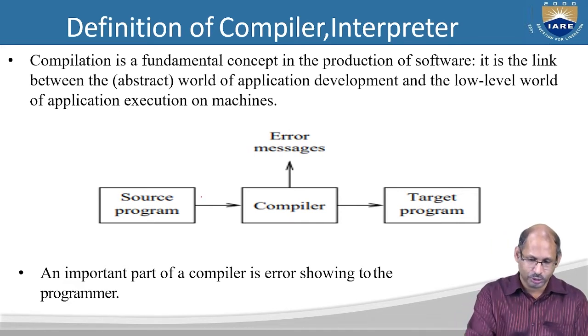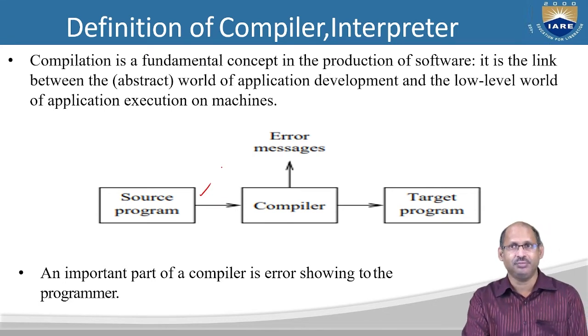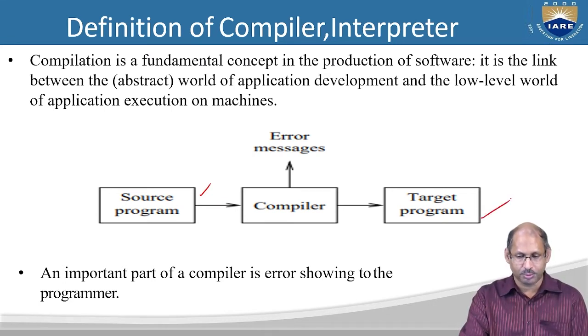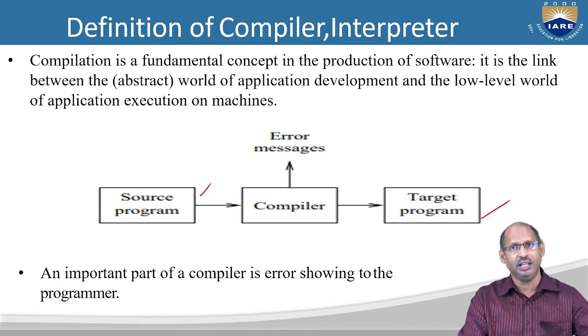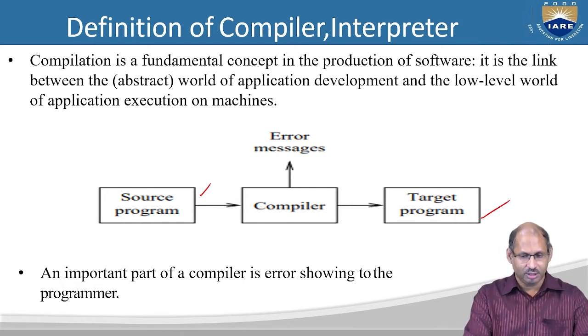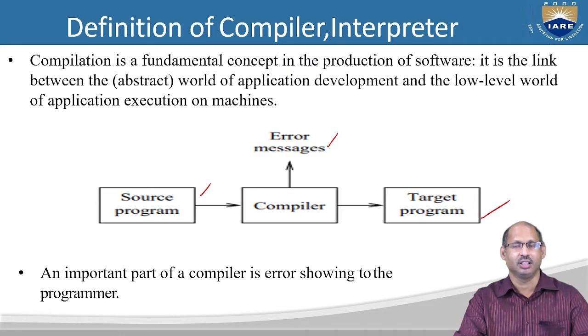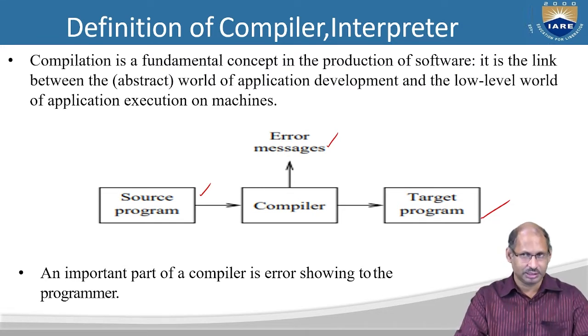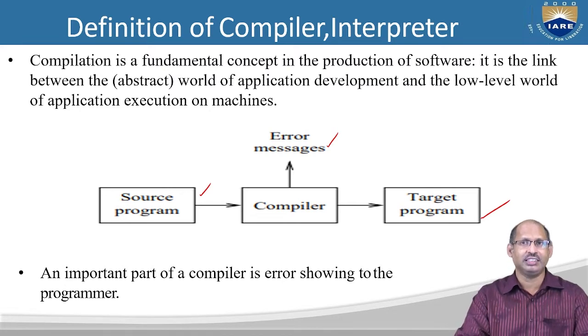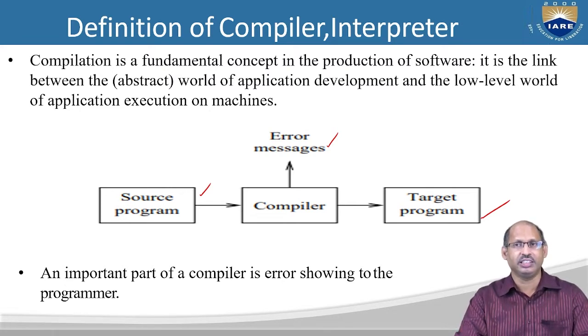A source program by using a translator will be converted to a target program. The translator might be a compiler, an interpreter, or a preprocessor. A compiler may also generate other messages. An important part of a compiler is error reporting to the programmer. So if any errors occur in the source program, it will generate error messages to the programmer. Right?